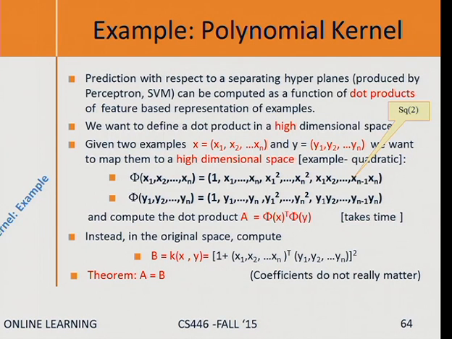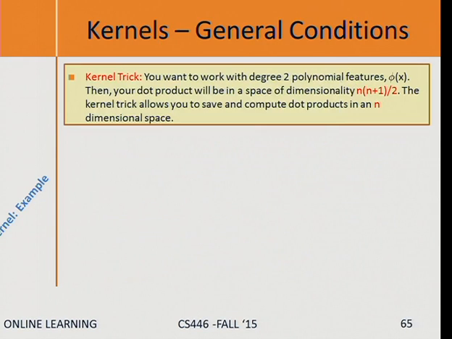The theorem is that you can compute it either in the blown up space or in the original space. And it's the same. Saying this again. You want to work with degree 2 polynomials as your features. Then your dot product will be in the space of this dimensionality, right? N choose 2, n squared. The kernel trick allows you to save and compute dot product in an n-dimensional space instead.